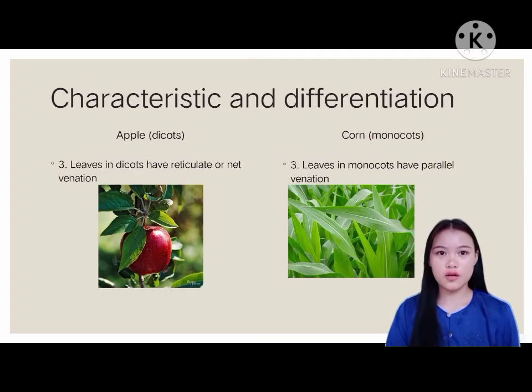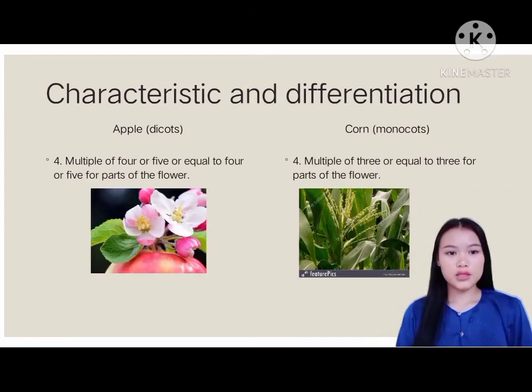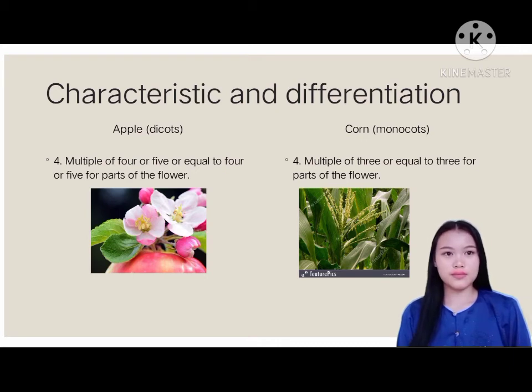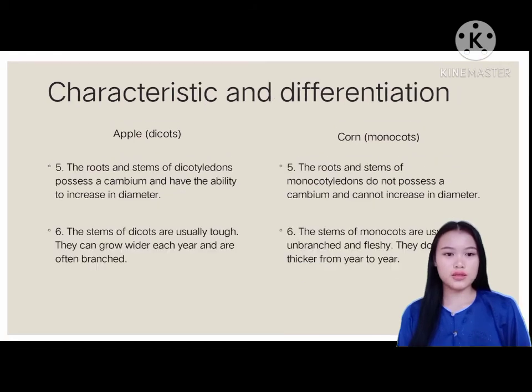Leaves in dicots have reticulate or net venation. But in corn, which is monocots, leaves have parallel venation. Multiple of 4 or 5 or equal to 4 or 5 for parts of the flower in dicot plants. Multiple of 3 or equal to 3 for parts of the flower in monocot plants.